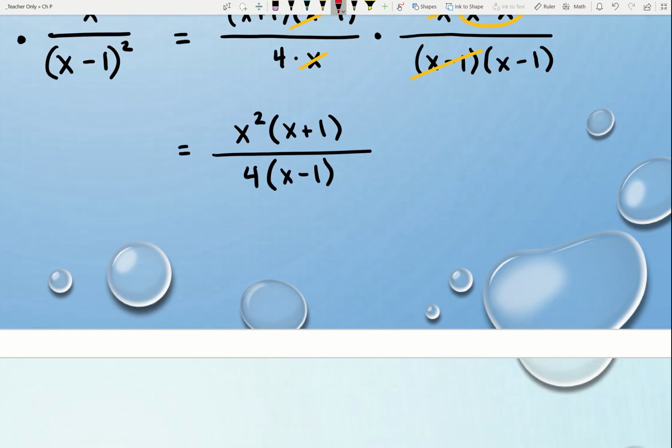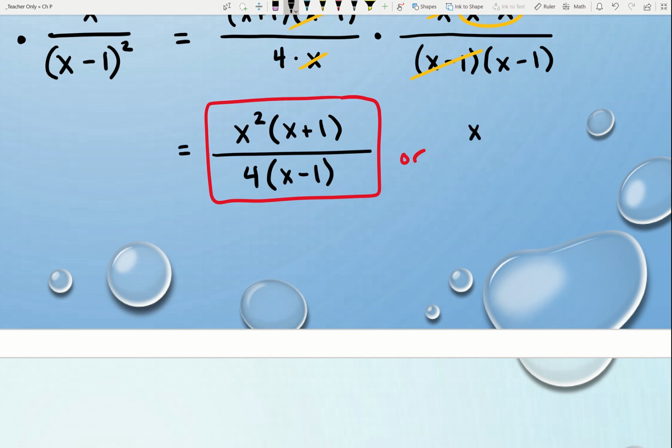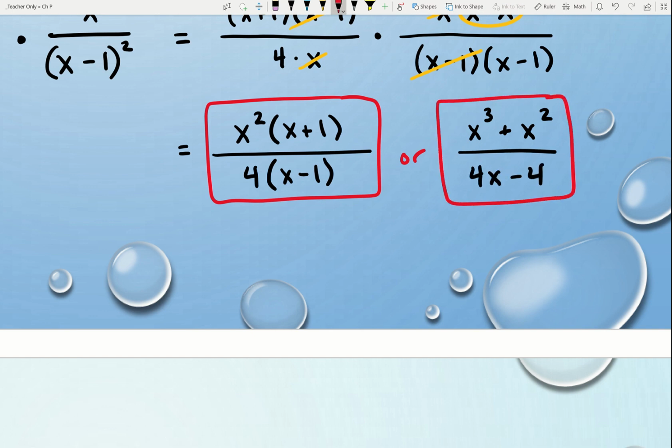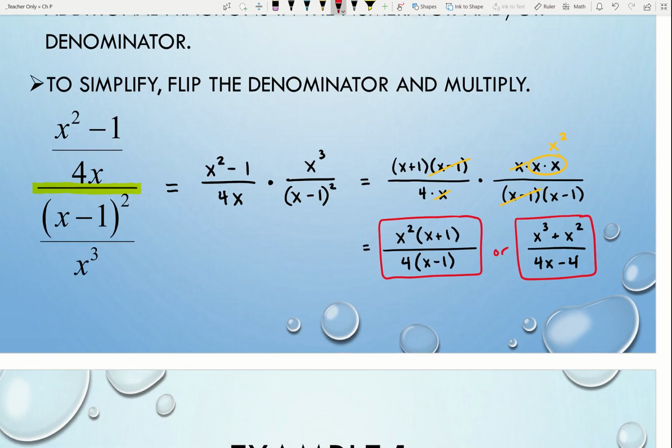Now again, this could be one version of your result, but it's not as expanded as we may like it to be, so I'm going to go ahead and say "or" here, and then just distribute in the x squared in the top and distribute the 4 in the bottom. So my final answer could be here x to the third power plus x squared all over 4x minus 4 if I distribute in the top and the bottom there. So two different representations for our final answer in this example, and this is how we're going to go ahead and talk about complex fractions, is always in this way.